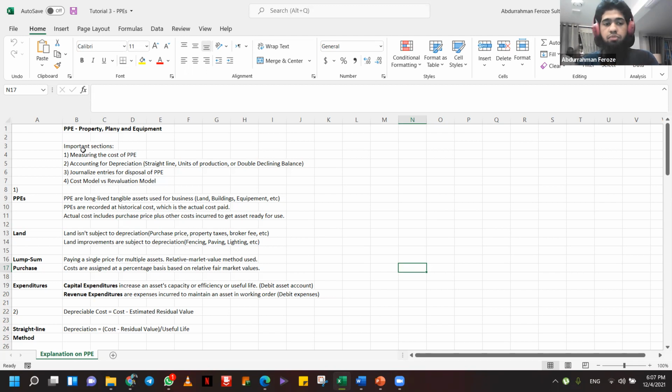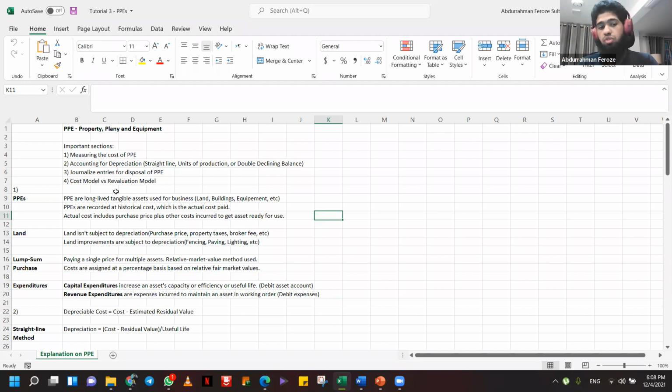Right. So like I mentioned, in terms of PPE, the important parts are: the first aspect of PPE is measuring the cost. So there's a way how we do this, right? Secondly, we have to account for depreciation. There are different methods of depreciation. And number three is generalizing these entries. What do we debit? What do we credit? And lastly, there's something called revaluation. The revaluation model versus the cost model. These are two ways of valuing PPE, and we will go over them briefly, inshallah.